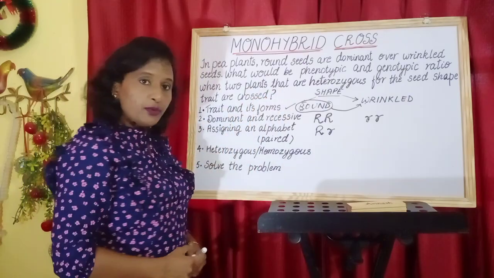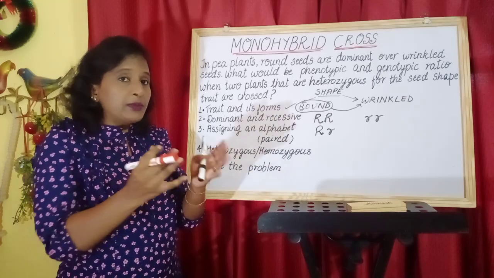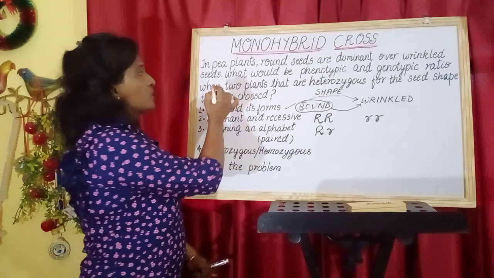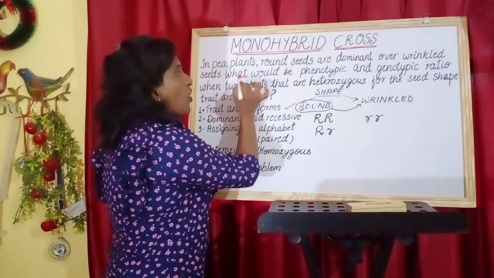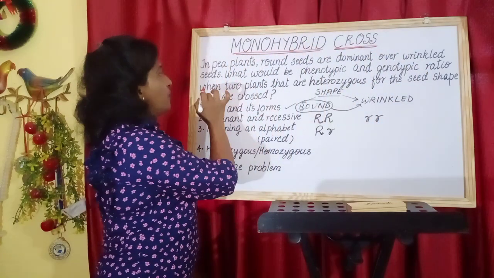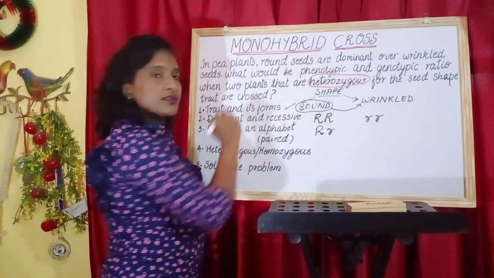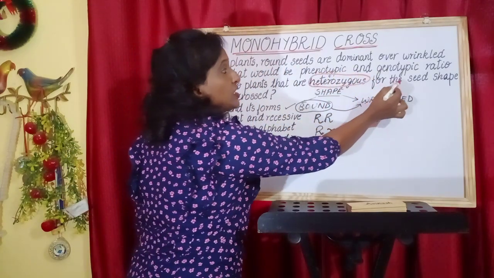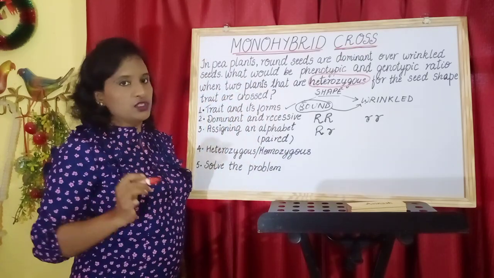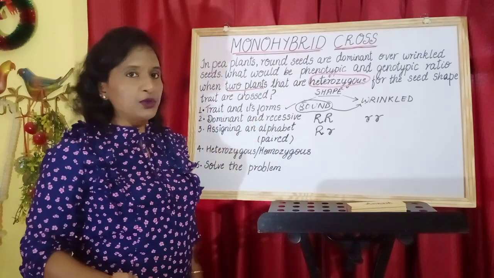That means in a particular problem, we are asked whether the plants are homozygous or heterozygous for that particular characteristic. So in this problem it is said, what would be the phenotypic and genotypic ratio when two plants that are heterozygous for the seed shape are crossed. That means we have to take two plants that are heterozygous.